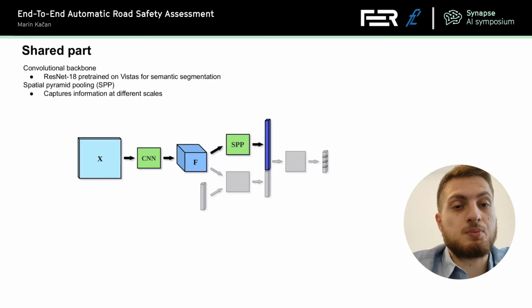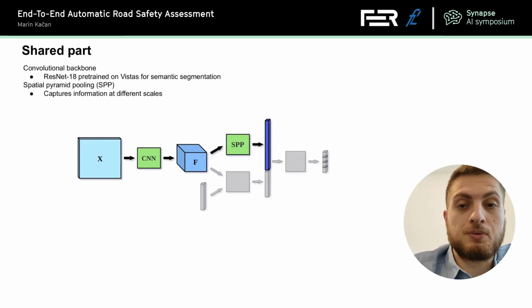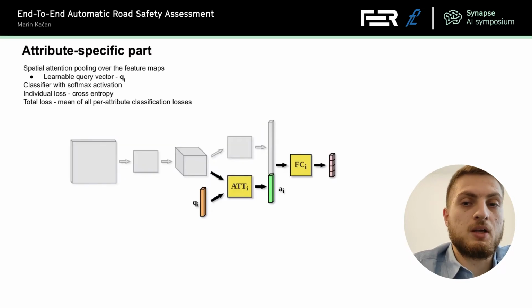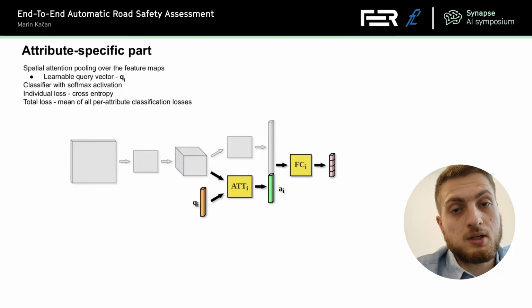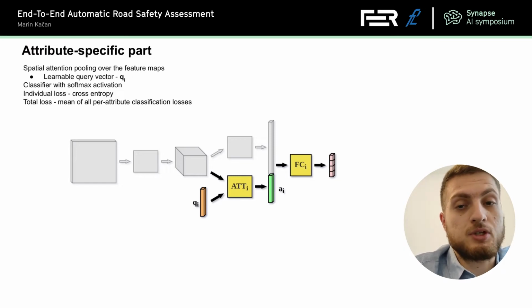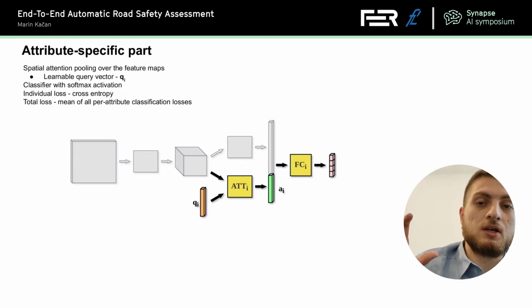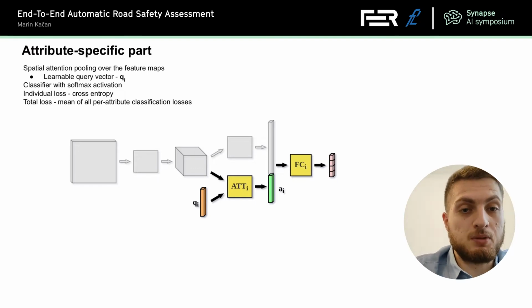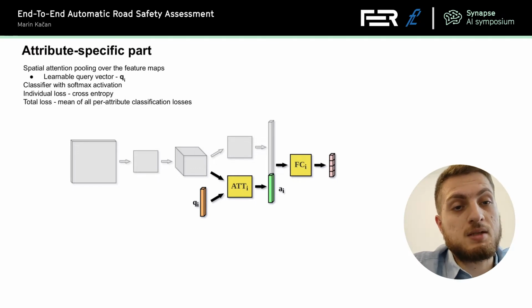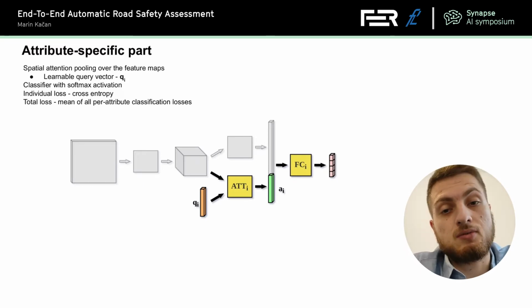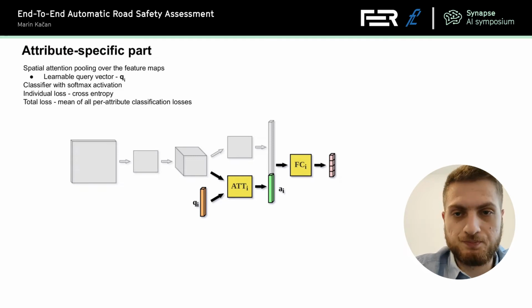The feature maps output by the encoder are pooled by the spatial pyramid pooling module. The attribute-specific part of the network consists of attention pooling, which has a learned query vector for each attribute, and the result is then concatenated with the result of the SPP module, and that vector is given as input to the attribute-specific classifiers. All classifier heads are trained with some variant of the cross-entropy loss, and finally the total loss is calculated as a mean of all individual per attribute losses.